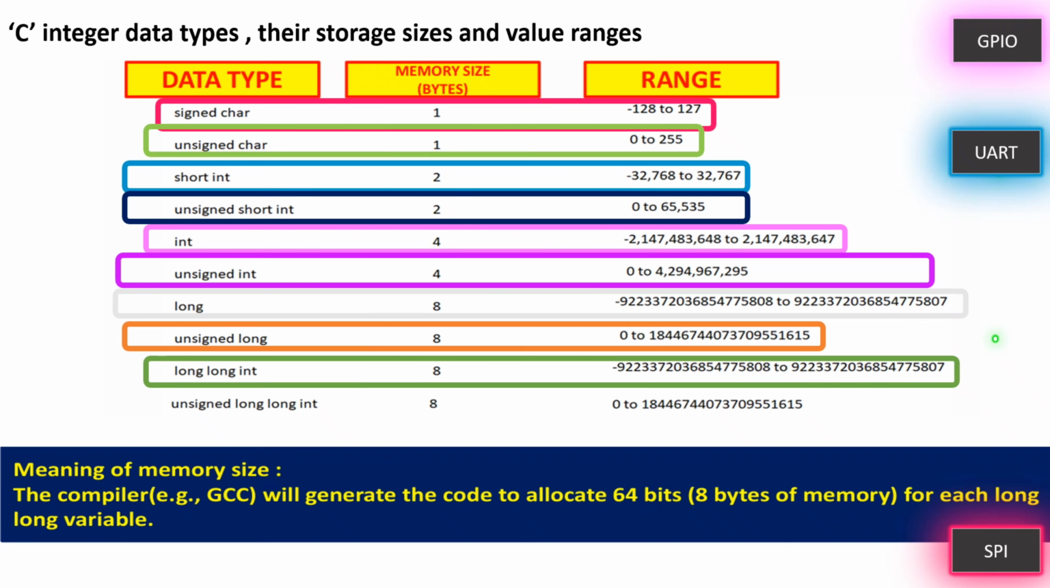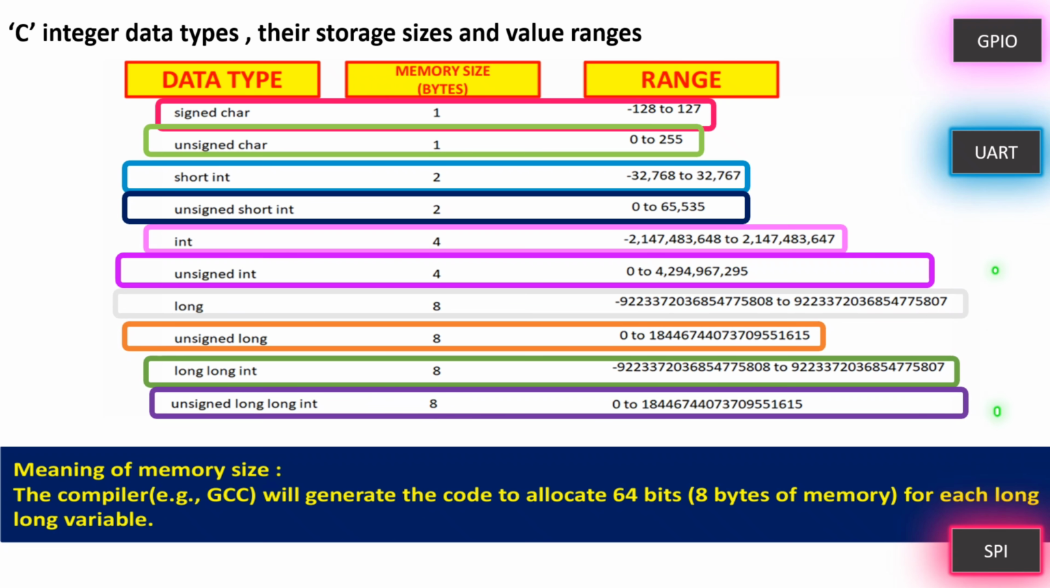Now the question is, what is the meaning of that memory size table? For example, let's consider the GCC compiler. The compiler will generate the code to allocate 64 bits for each long variable. So now let's move forward. The C standard does not talk about these memory sizes. These memory sizes are fixed by the compiler designer.